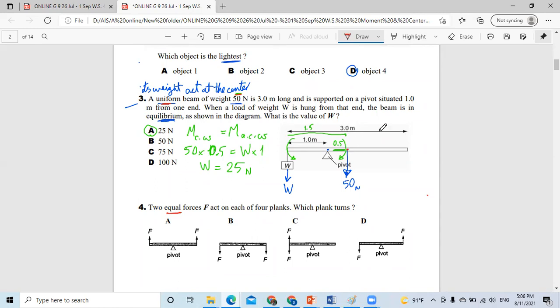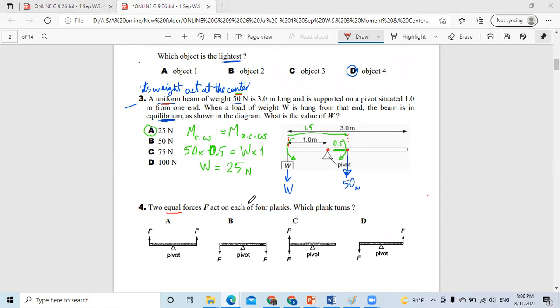So the distance, half of the 3 meter, from here to the edge is 1.5. So how far is it from the pivot? If we subtract 1 meter, 1.5 minus 1 meter, it's 0.5. So the distance from the middle point, the weight, the 50 Newton, since it's uniform, is half a meter from the pivot, since the pivot is 1 meter from one side and 2 meter from the other side. So 1.5 meters. So what is left here? 0.5. Good? Tamam? Okay, good.